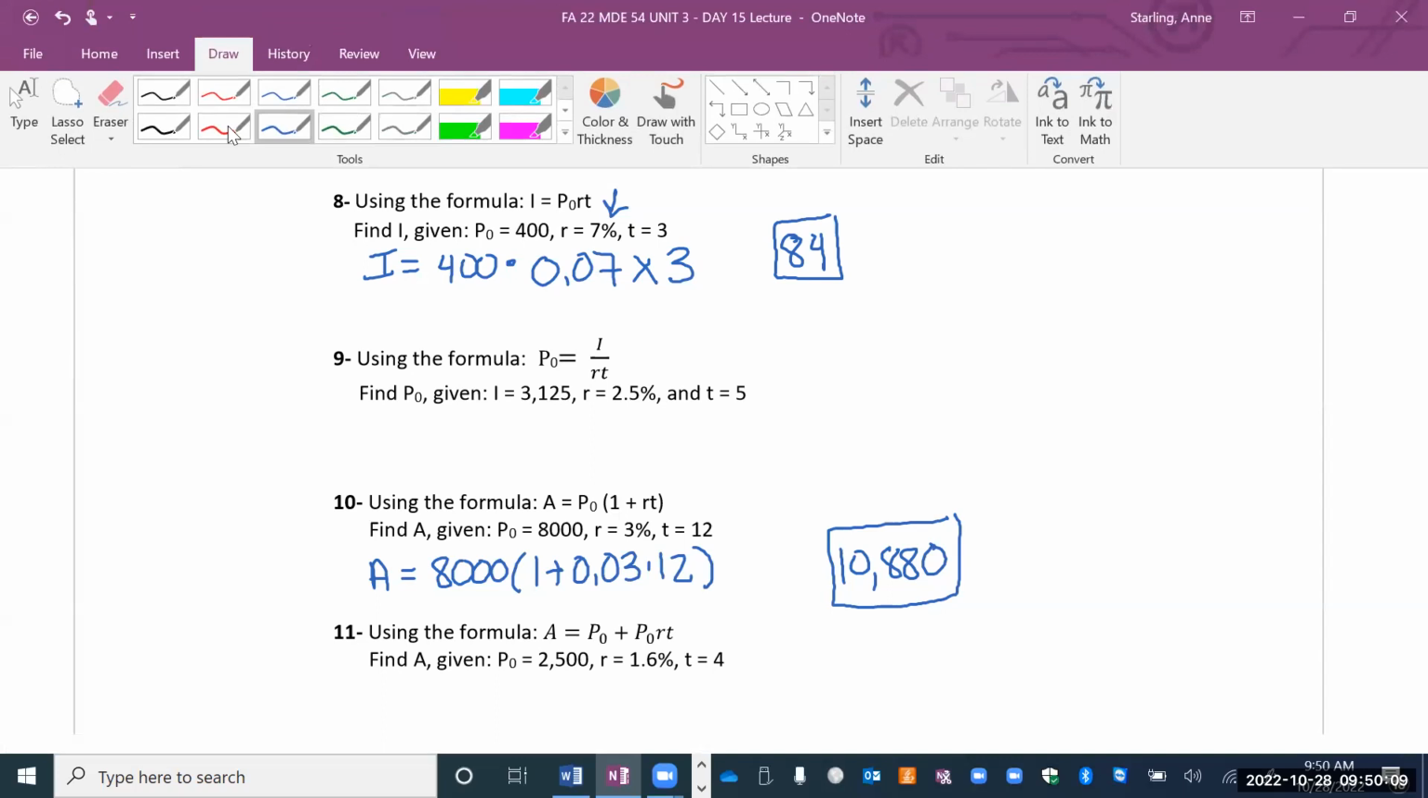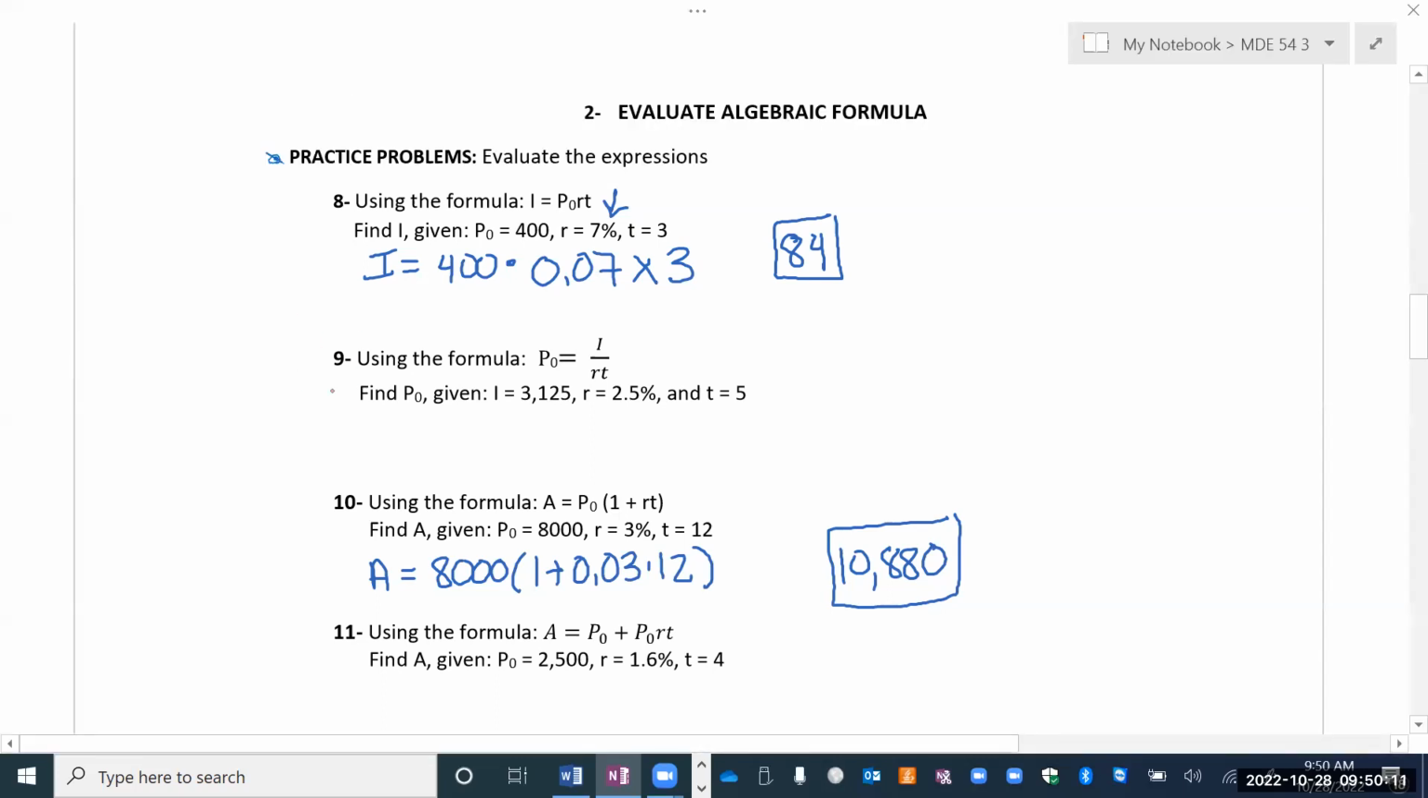And then the last one on this part I'll do is number 9. P0, but this time it's that parenthesis piece. I have to put in these parentheses. So it's 3125 divided by R times T. And just make sure that you note I have to put in those parentheses or it's going to be wrong. It's going to be something I'm not used to. And for the rest, you will want to check the key.